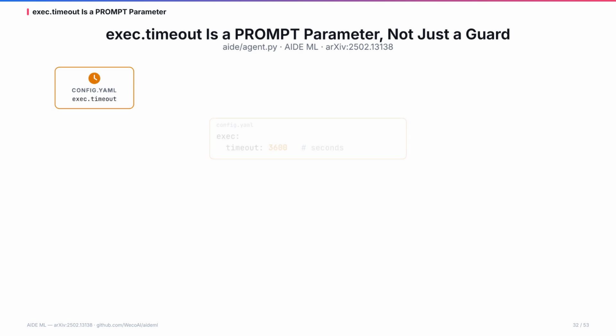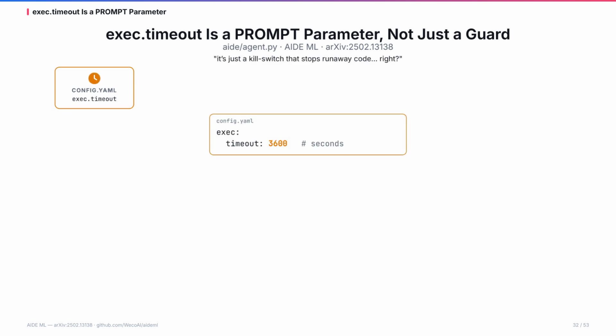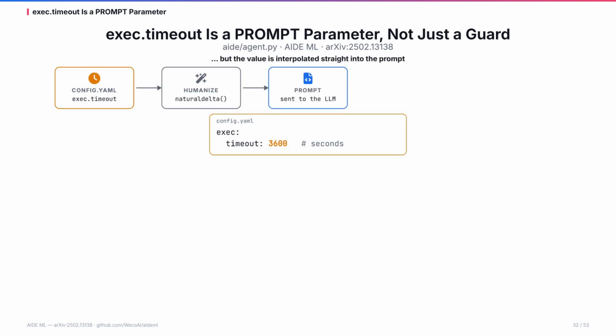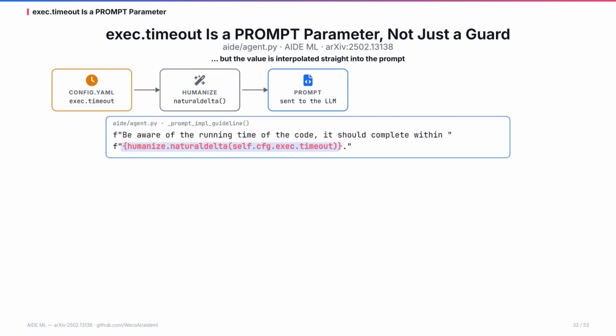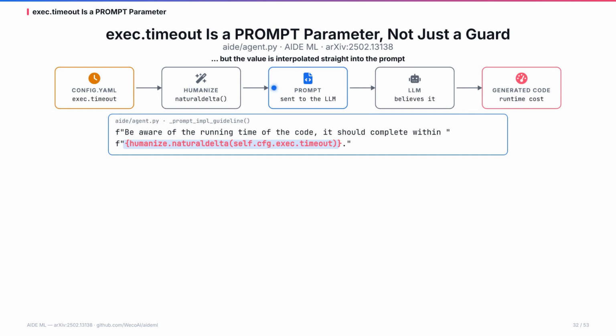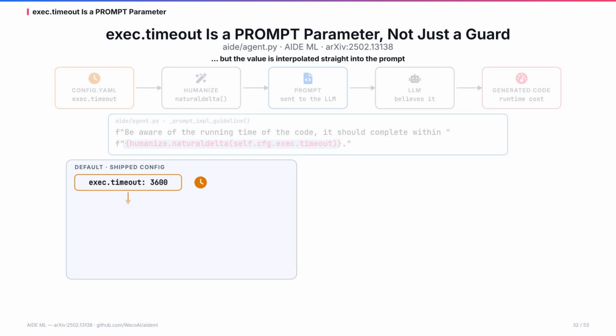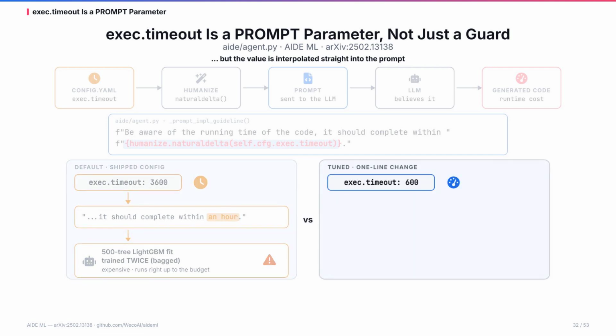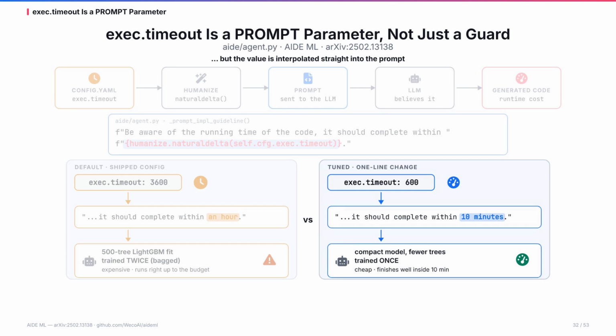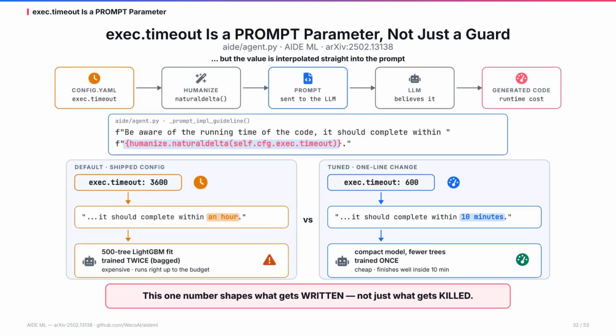Here is the subtlety. exec.timeout is not just a guard that kills runaway code. It is interpolated directly into the prompt sent to the language model. The implementation guideline literally says, "Be aware of the running time of the code. It should complete within," and then the humanized timeout. So at the default of 3600 seconds, you are telling the model it has a full hour to work with, and it will believe you. It will happily write a 500 tree gradient boosting fit. Lower it to 600 seconds, the prompt says 10 minutes, and the model writes cheaper code. This one number shapes what gets written, not just what gets killed.